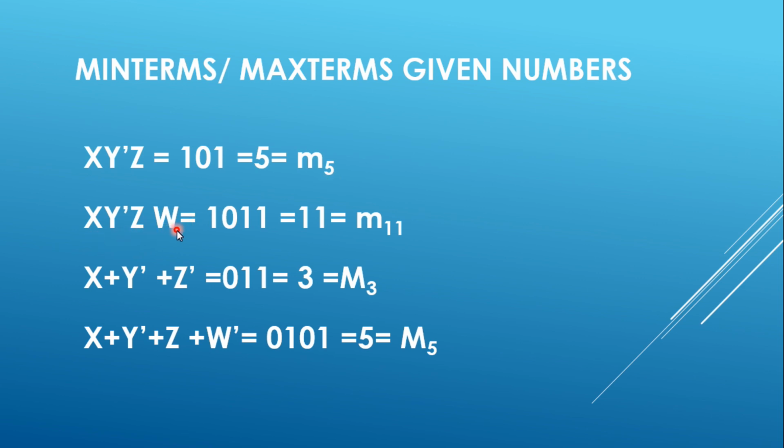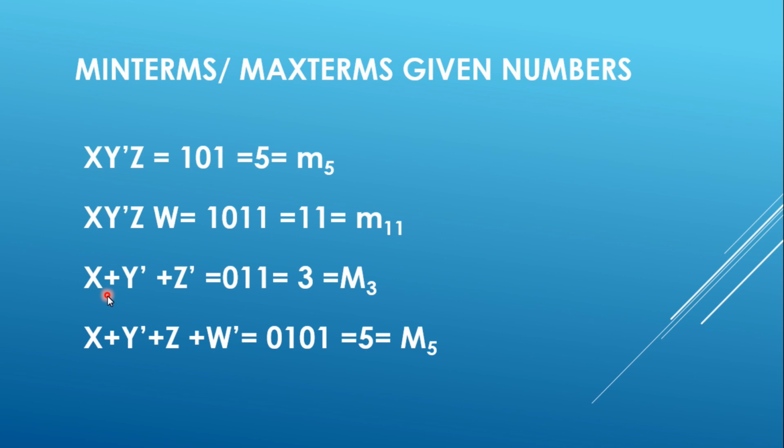Similarly, x, y bar, z, now w. So there are four variables in this. So x is 1, y bar means 0, and z and w means 1, 1. So 1, 0, 1, 1. Now when you convert it in decimal, it will become 11. So what is the min term? M11. Correct.